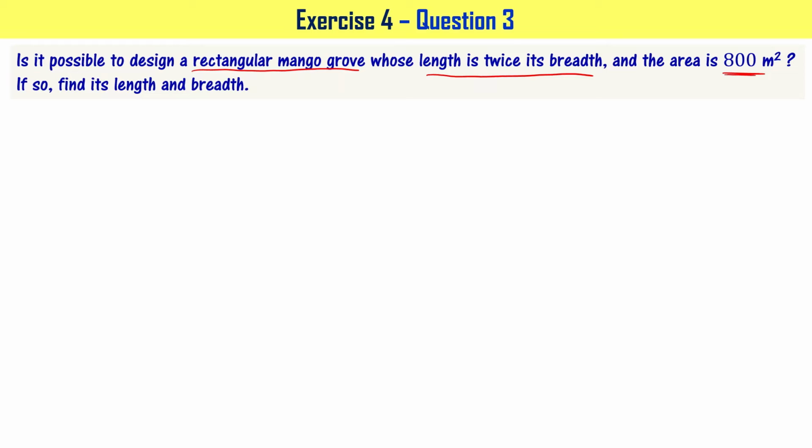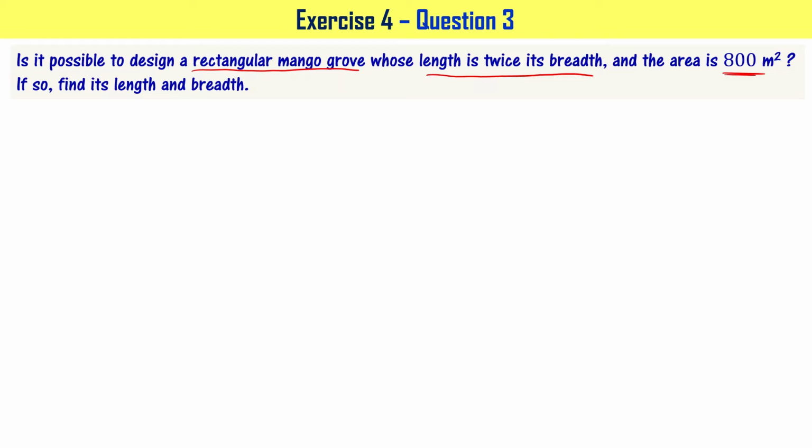Got it? We have to design a rectangular mango grove whose length is twice its breadth and the area is 800 meters square. Is it possible? That is the first question. If possible, then we have to find what is the length and what is the breadth, right? Now let's formulate the quadratic equation, or represent the given statement as a quadratic equation first, right?